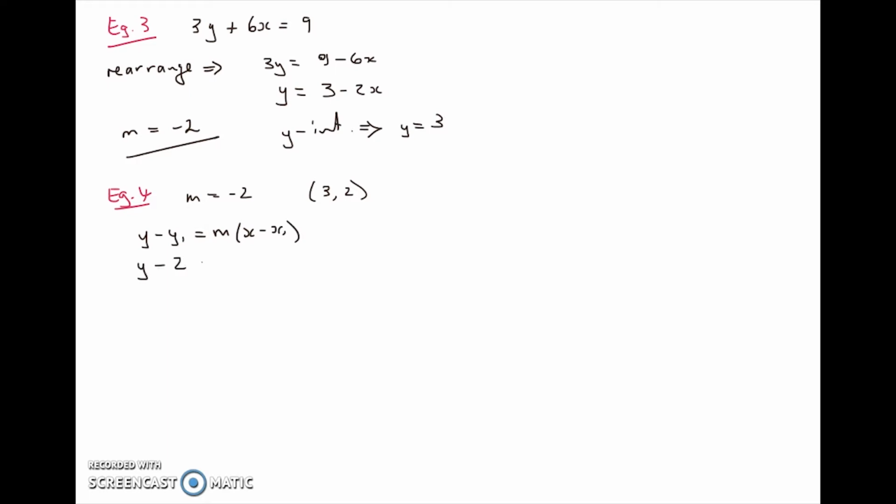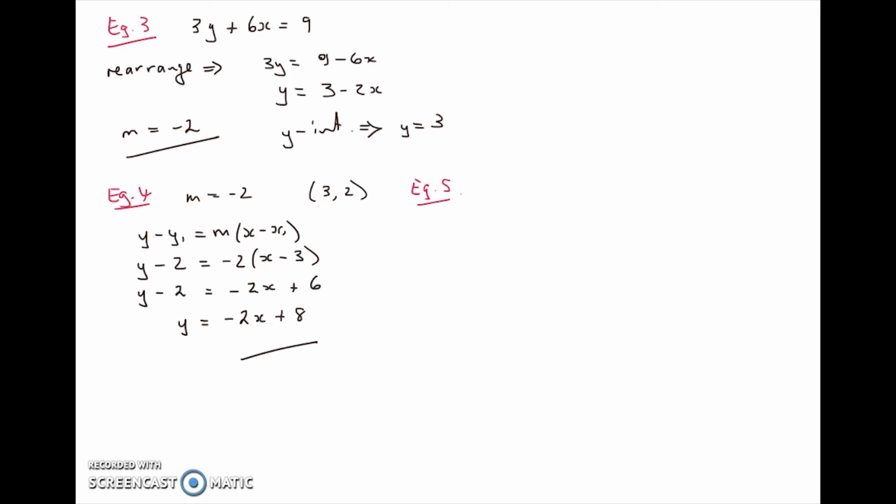So y minus 2 is our y coordinate equals our gradient negative 2 outside of x minus our x coordinate 3. Expand the right hand side, so we've got y minus 2 equals negative 2x plus 6, and then add 2 to both sides so that y equals negative 2x plus 8. And so the equation of the line that passes through that point with the gradient negative 2 is y equals negative 2x plus 8. And now we've got example 5.